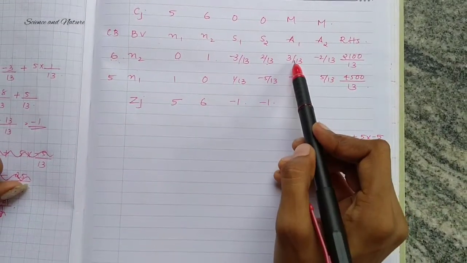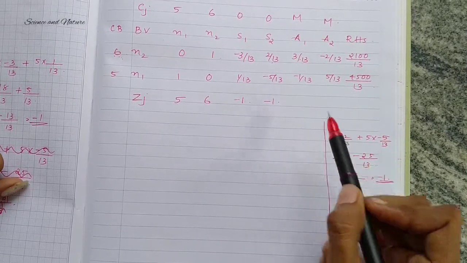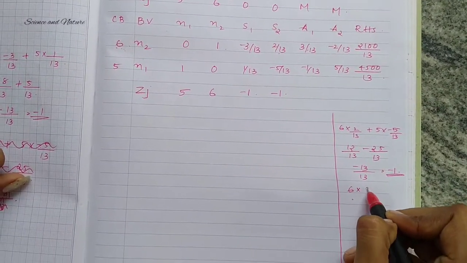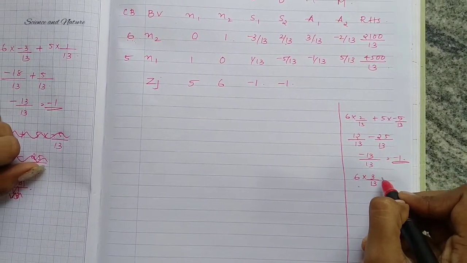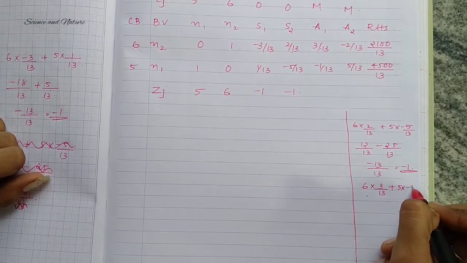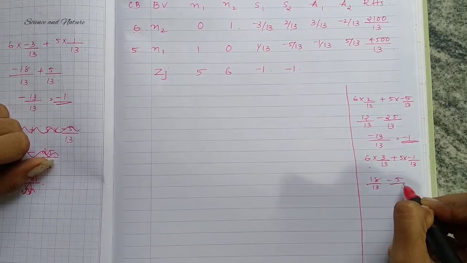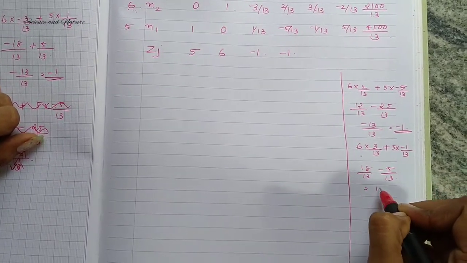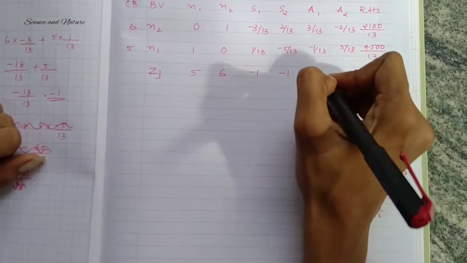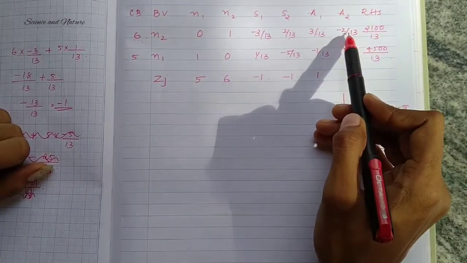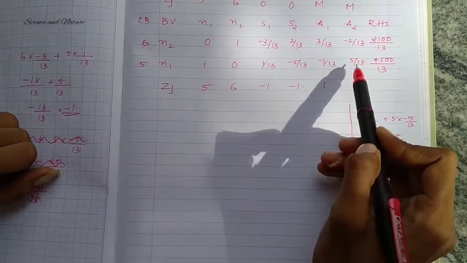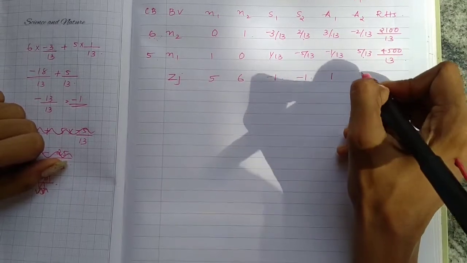Then 6 into 3 by 13 plus 5 into minus 1 by 13. 18 by 13 minus 5 by 13, 13 by 13, which is equal to 1. Then 6 into minus 2 by 13 plus 5 into 5 by 13, which is equal to 1.